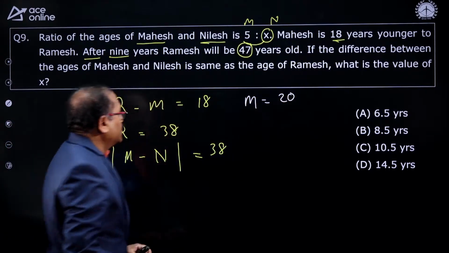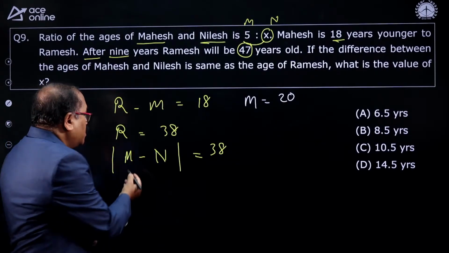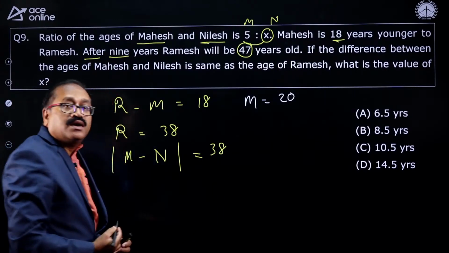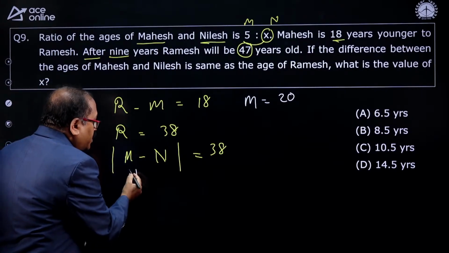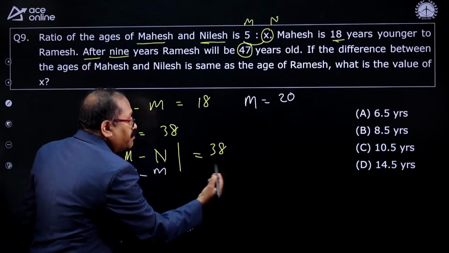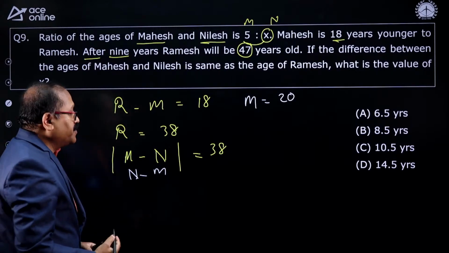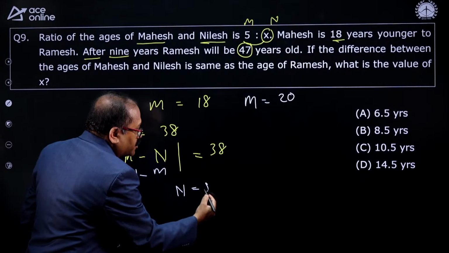Once I got M is equal to 20, then what is N? So is M minus N possible? No, M minus N cannot be 38. So what will I go for? Then it will be N minus M, 38. Then what will be M? The M will go to the other side. N minus 38, that comes to 58. So I get this N as 58.